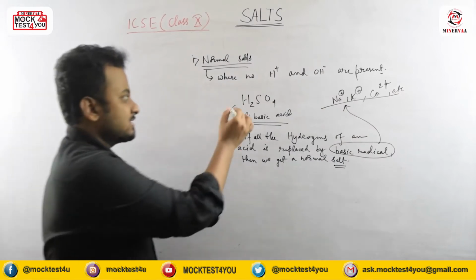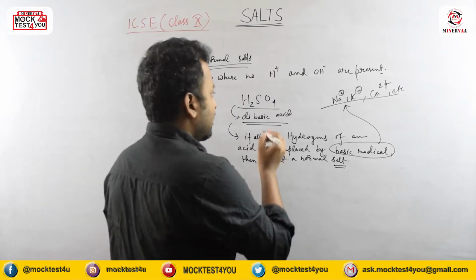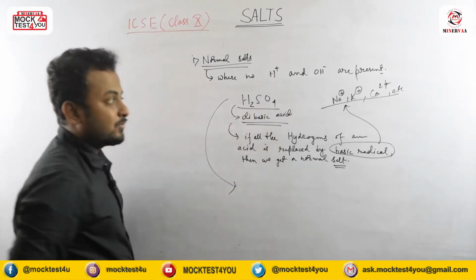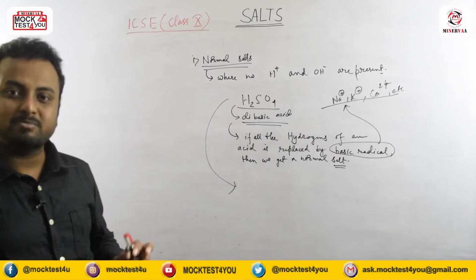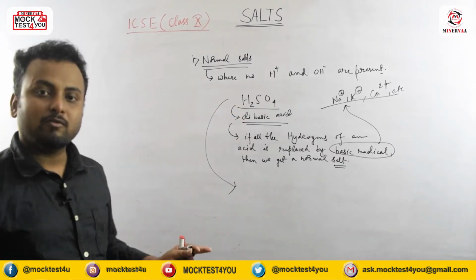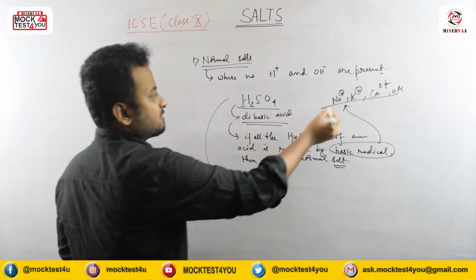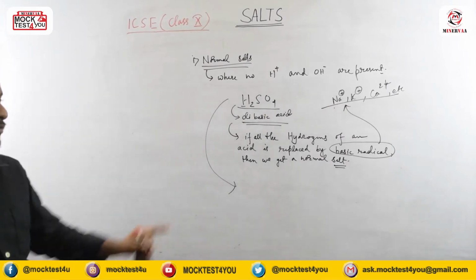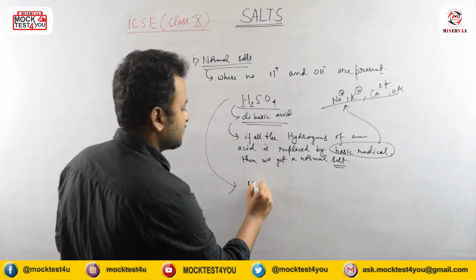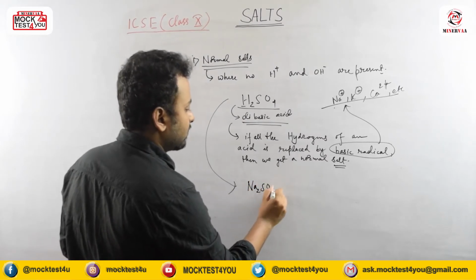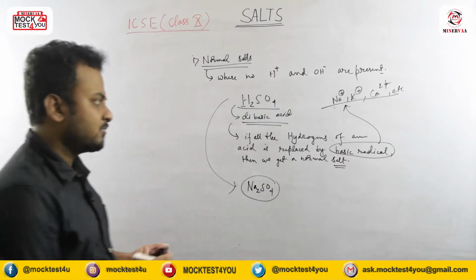So suppose this is the acid, H2SO4, as we all know. If the basic radical completely replaces all the H plus present in the acid, then the salt formed is known as a normal salt. So if these two H plus are replaced by Na plus, what will we get? Na2SO4. This kind of salt is known as a normal salt. Simple.